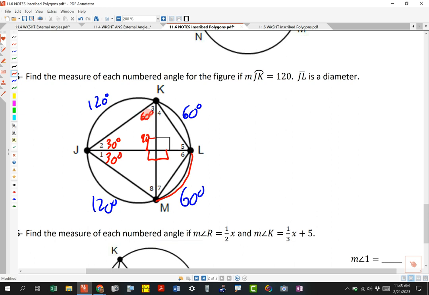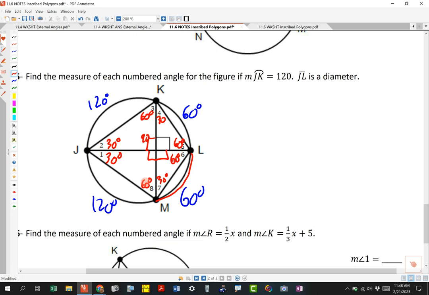And if we wanted to, I could do something like this. That's the right angle because it intercepts a diameter. So this has got to be 30 degrees, which makes this 60, which makes this 60, which makes this 30, and makes this 60. Everybody good there? Yes. Take a look at it.